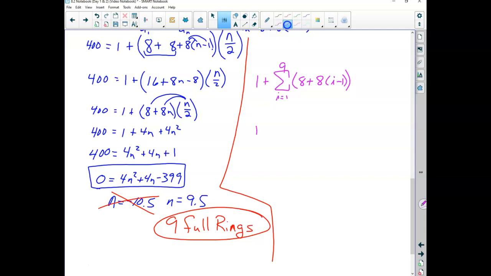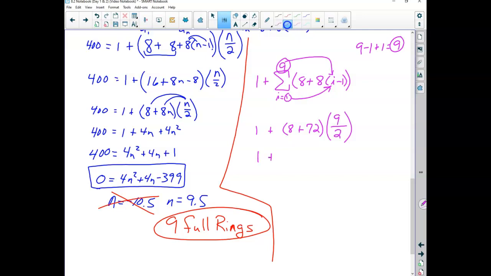Well, that's going to be 1 plus, well, we know this is going to be the first term. If I put i in there for the first one, I'm going to get 8 plus, how many rings are in the last ring? Well, if I put a 9 in there, 9 minus 1 is 8. 8 times 8 is 64. Times 8 more, that's going to give me 72, divided by 2, times 9 minus 1 plus 1. We know we have 9 rings, so 9.